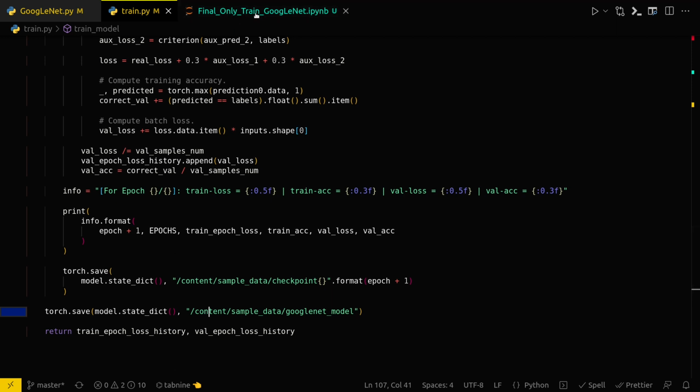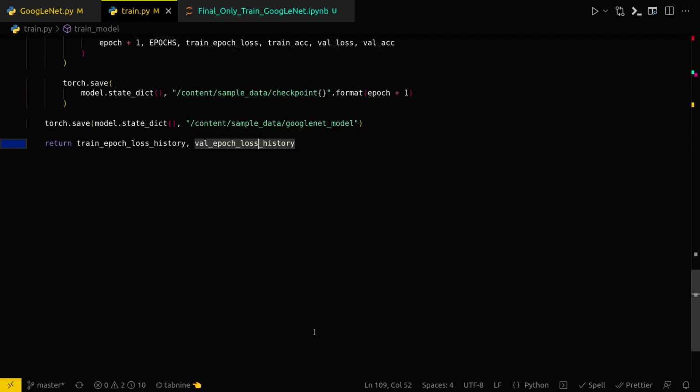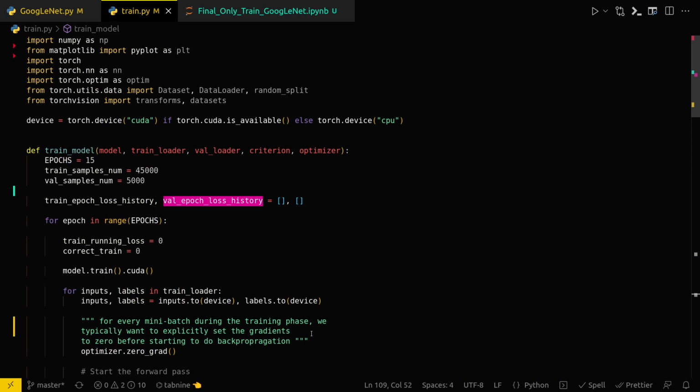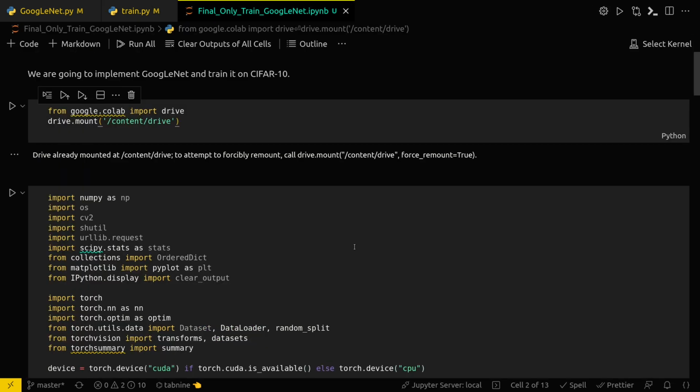That function will be inside my Jupyter Notebook. And finally, from this train method, I am returning train epoch loss history and validation epoch loss history, and that's pretty much my train method. Now let's get into the Jupyter Notebook.